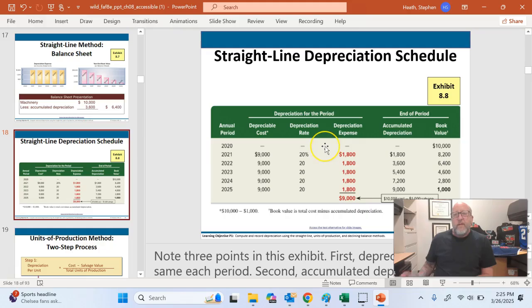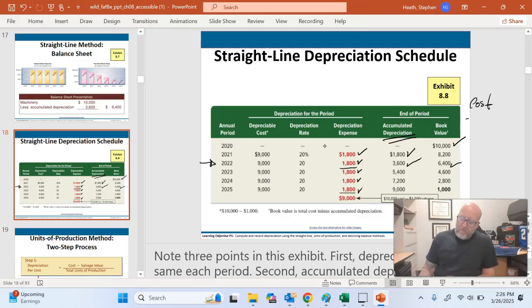Essentially this is the original cost right here, and then every year we're going to depreciate by 1,800. Okay, and so in year one, our accumulated depreciation is only 1,800. But in year two, in 2022, we're saying our annual depreciation expense is 1,800, and therefore our accumulated depreciation is 3,600, and therefore our book value is again the cost minus all the accumulated depreciation.